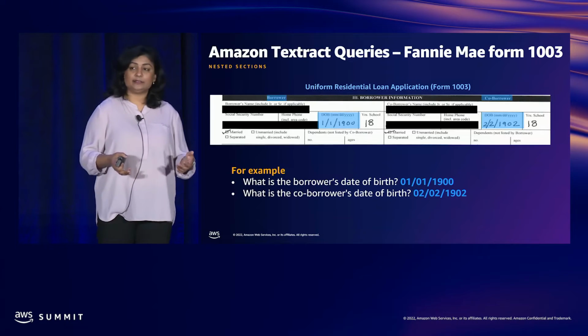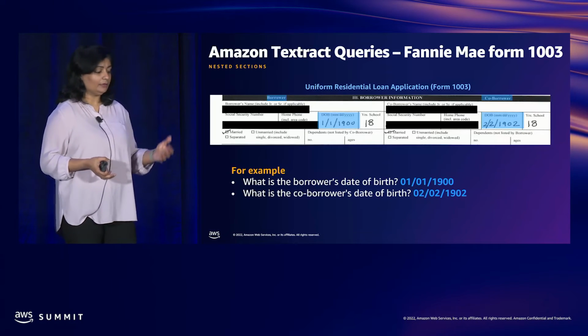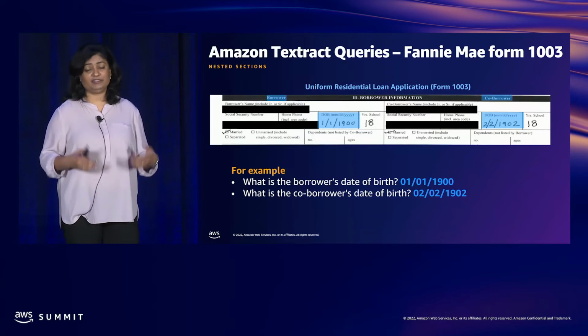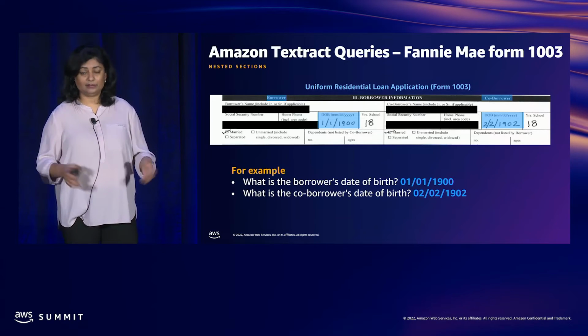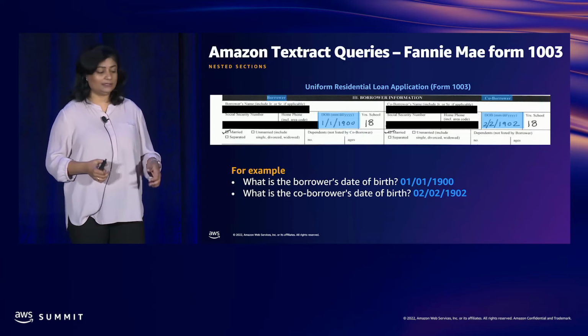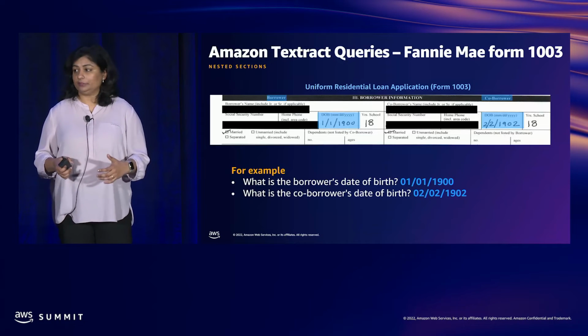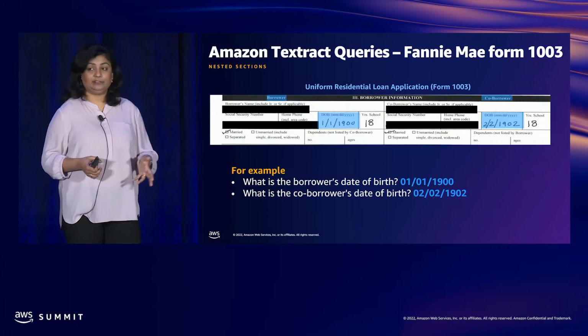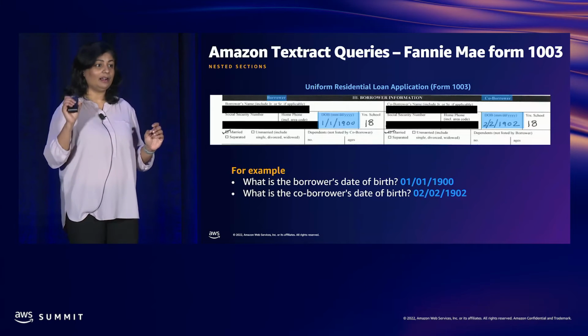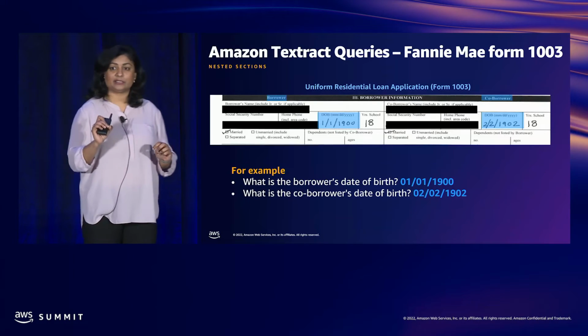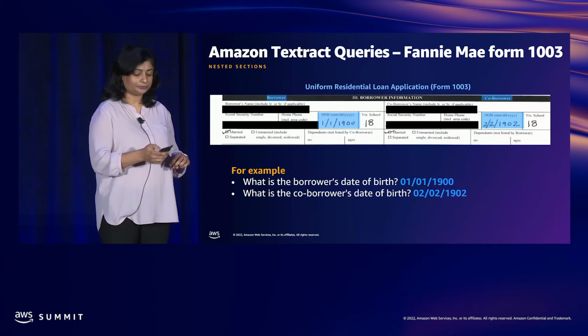You just have to pass in the question that you want. You just say, what's the borrower's date of birth? You can even say, what's the borrower's DOB? And it'll get you that information. What's the co-borrower's date of birth or DOB? And it'll get you that information. So you are getting high precision, high accuracy results from the document extraction.